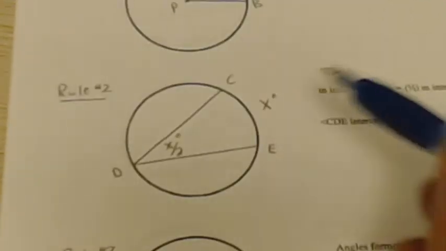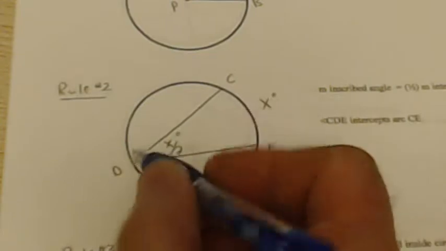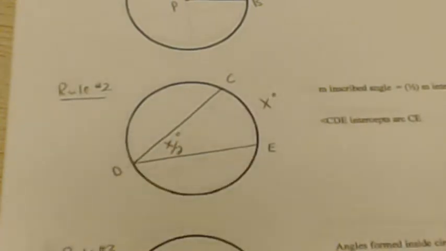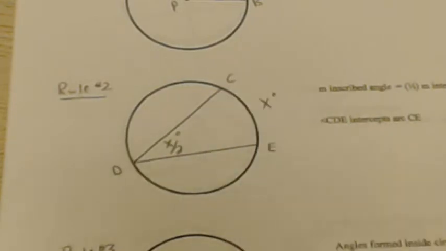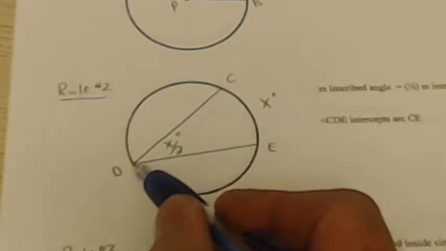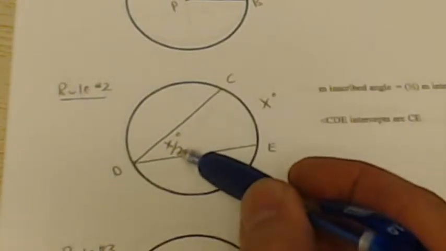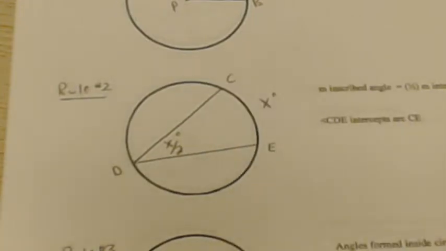Rule number 2 deals with angles who have their vertex on the circle. If that results in being formed by 2 chords, we call it an inscribed angle. But in any event, when the vertex is on the circle, the angle is half of the arc it intercepts.